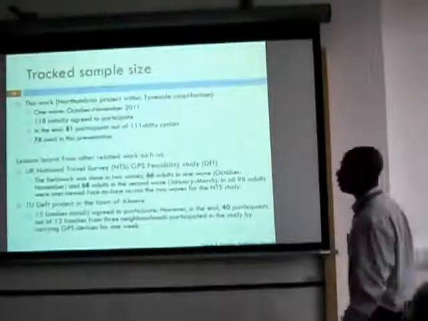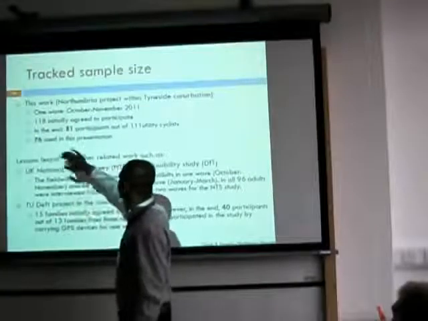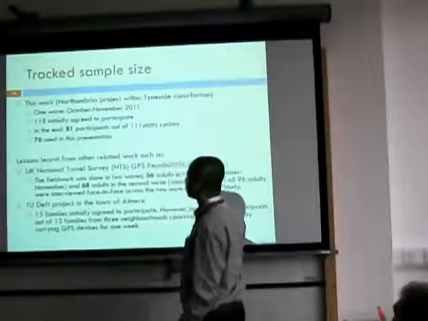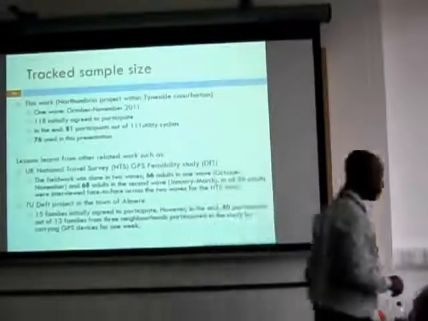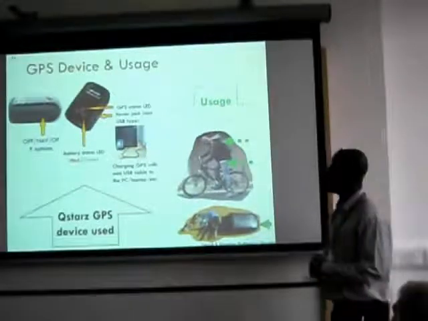So eventually, I think what happened is 118 initially agreed, and then 81 participated. That is out of 111 utility cyclists. And for this presentation, I'm using 76 participants. So that's the GPS I used.